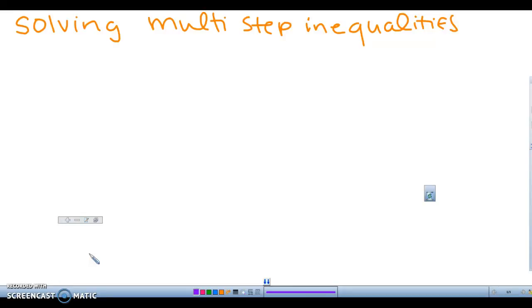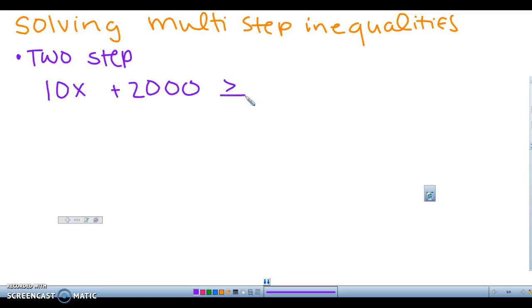Okay, today we're talking about solving multi-step inequalities. So the first thing we're going to talk about, I guess, is two-step inequalities. And you have done these before, so it shouldn't be anything totally new. And a two-step inequality might look like 10x plus 2,000 is greater than or equal to 4,000.